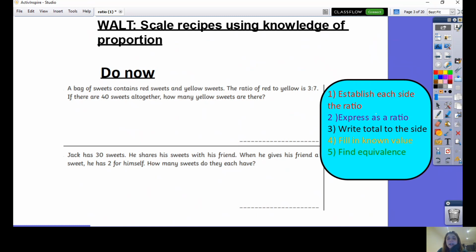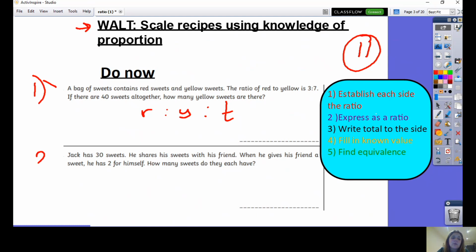Firstly, you need to establish each side of the ratio. So for example, in this one, we've got red sweets and we've got yellow sweets. Then you're going to write down what the ratio is. You're going to put your total off to the side. You're going to write down your known fact and then find the equivalents in order to be able to answer the question. So can I ask everybody please to pause the video, write the date, the WALT, and answer both do now questions, please. Question 1 and question 2. Have a go at both of those do now questions.